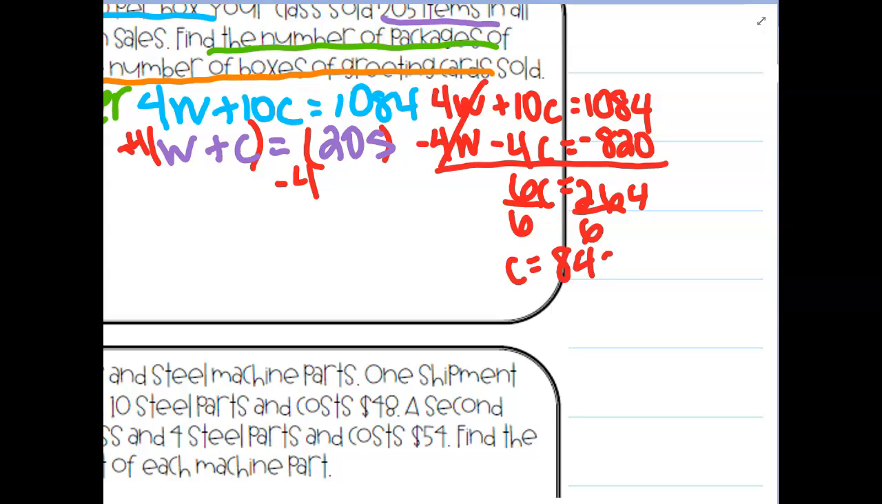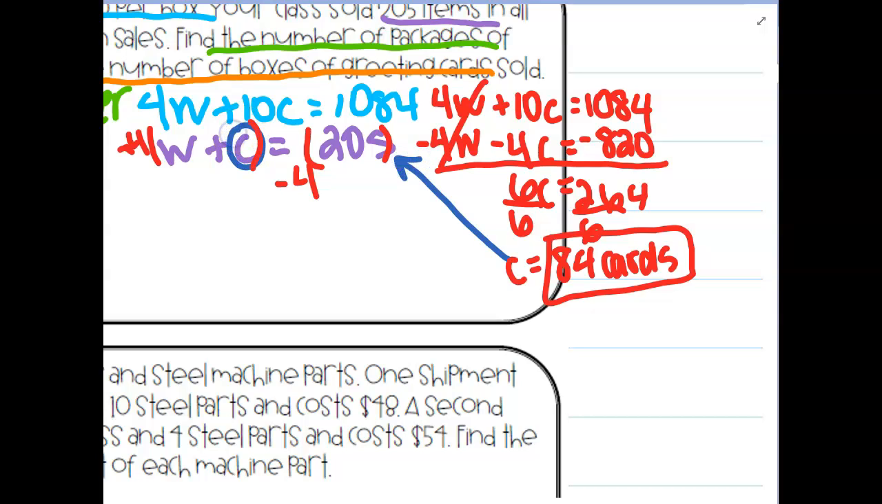Number of cards. We sold 84 boxes of cards. That's half of your answer. But I also want to find out how much wrapping paper I sold. We did this all last week. How would I find out how much wrapping paper I sold? Plug it in, right? Yeah. If C equals 84, plug it in right here. So let's do W plus 84 equals 205.